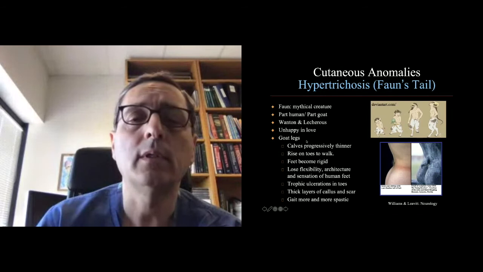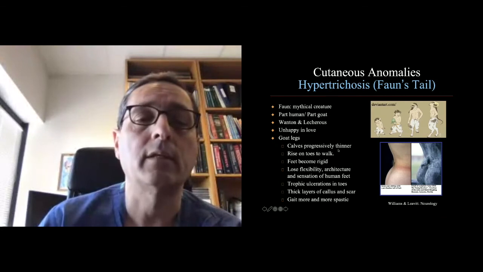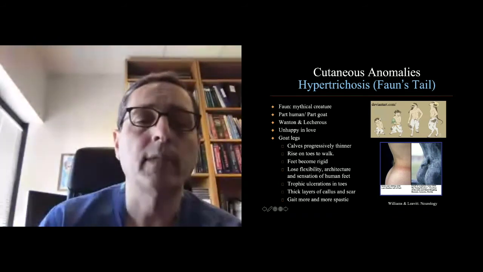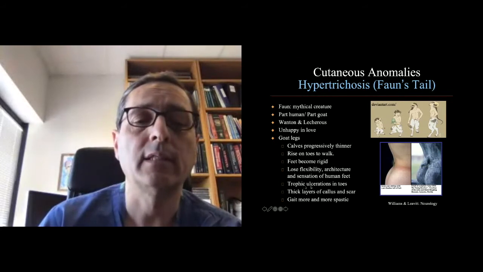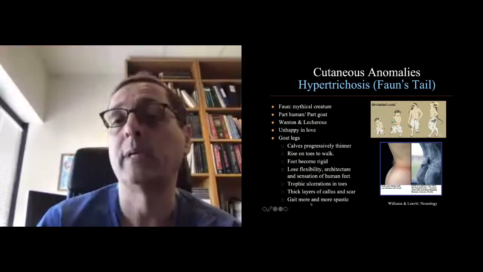if you look at what they meant by goat legs, the calves are progressively thinner. They rise on their toes to walk. The feet become rigid. They lose flexibility, architecture, and sensation of their human feet. They develop trophic ulcerations in the toes, thick layers of callus, and the gait becomes more and more spastic.